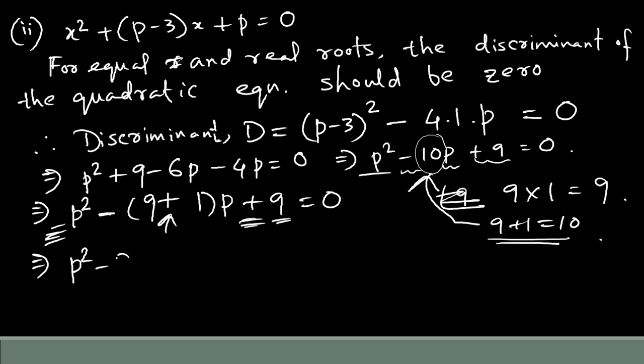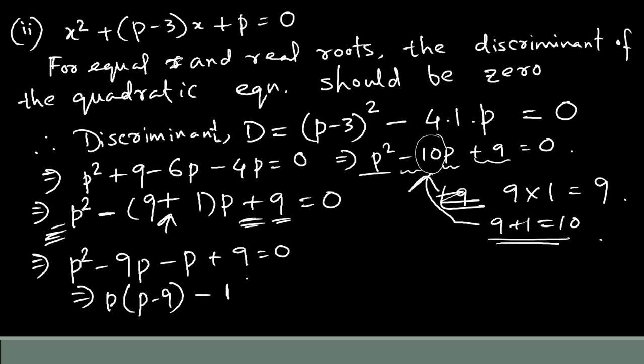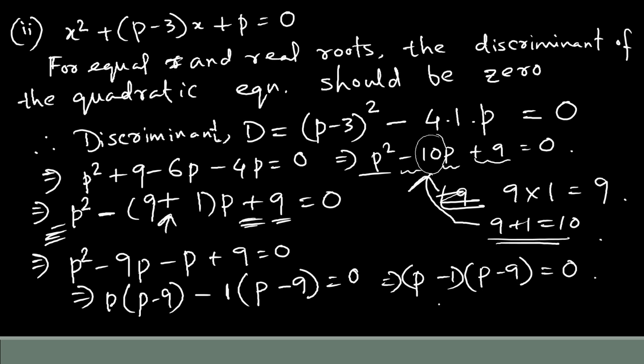So from here you get p square minus 9p minus p plus 9 equals 0. When you take p as common, and minus 1 as common, you get p minus 9 equals 0. So from here you get (p minus 1)(p minus 9) equals 0. So p equals 1 or 9. For both values of p, which are 1 and 9, this quadratic equation x square plus (p minus 3)x plus p equals 0 will have equal and real roots.